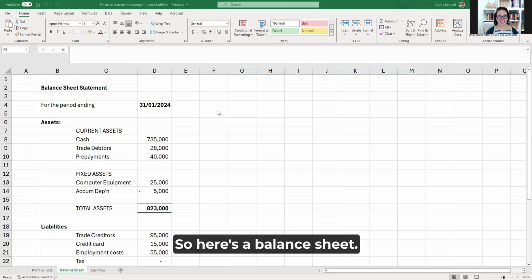So here's a balance sheet. I did go through the 3 financial statements, profit and loss, balance sheet, and cash flow at a high level in an earlier video, so I'll link that below. And I also did profit and loss last week, so if you want to go through that one, I'll also link that.